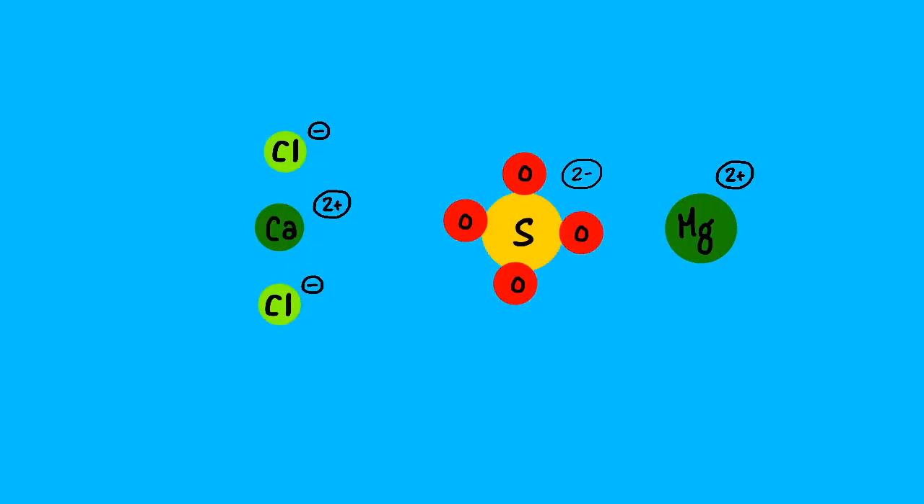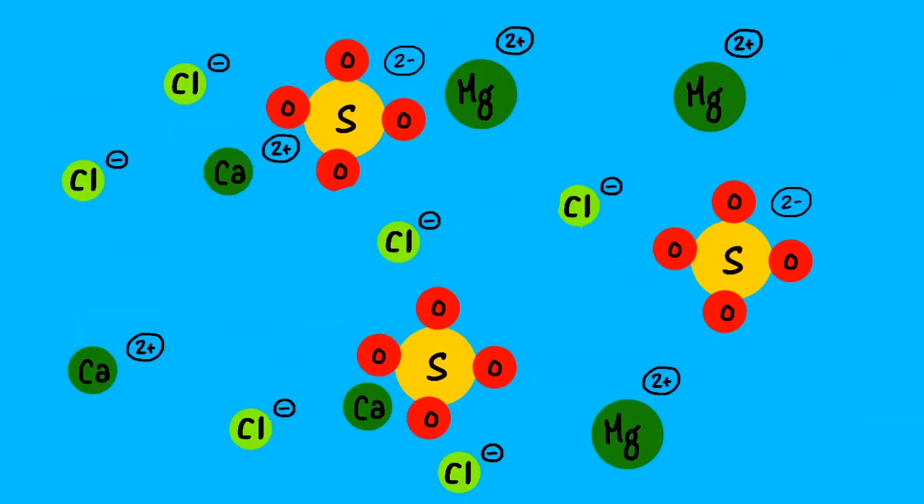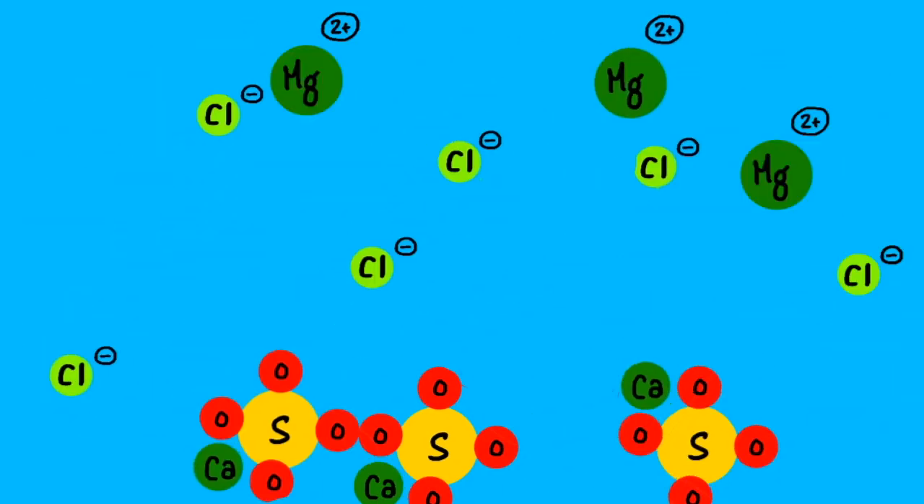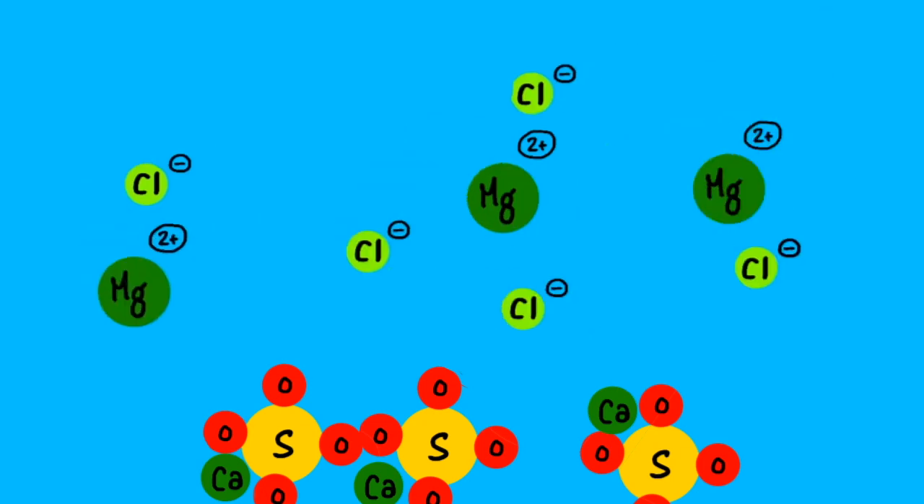However, calcium sulfate is much less soluble in water than any of the other combinations, so when a calcium ion interacts with a sulfate ion, they will stay stuck together. The white stuff that we see forming is that insoluble calcium sulfate.